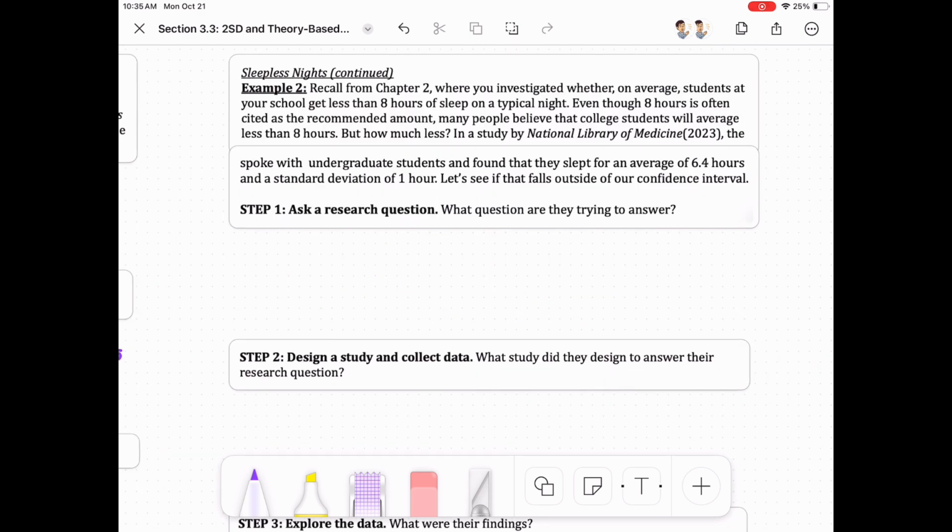What I'd like you to do for the rest of the period is go through example 2 here and go through the same thing and find your confidence interval.